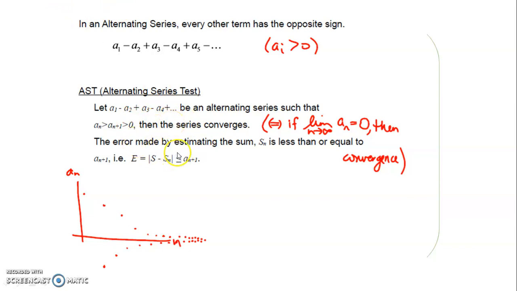So how do we find the error here? The error made by estimating the sum with Sn is less than or equal to an plus 1. That means E equals the magnitude of s minus Sn, which is less than or equal to an plus 1.